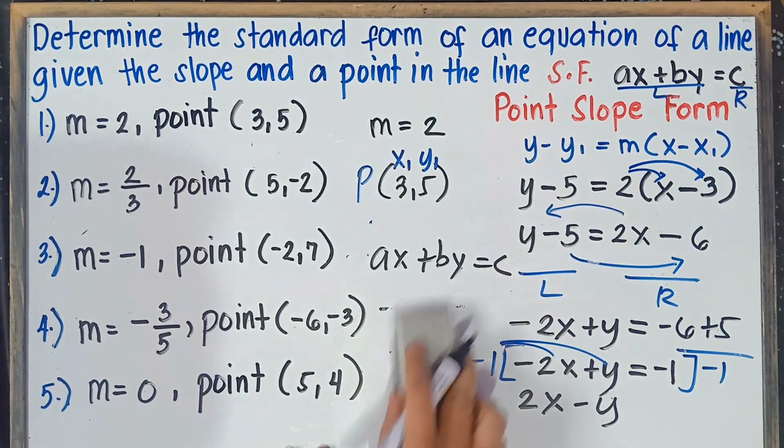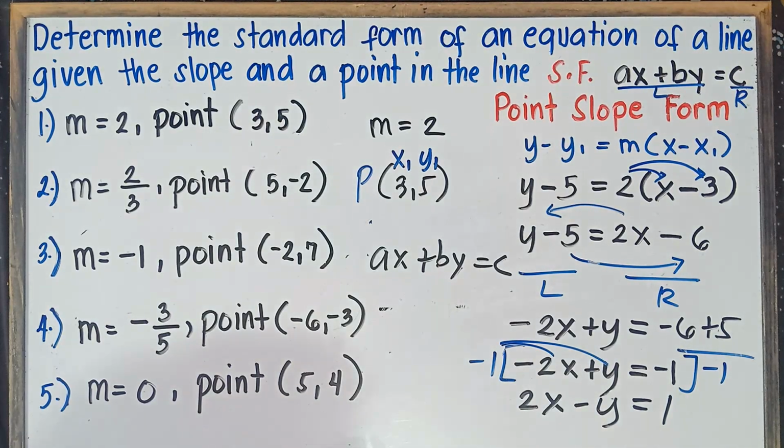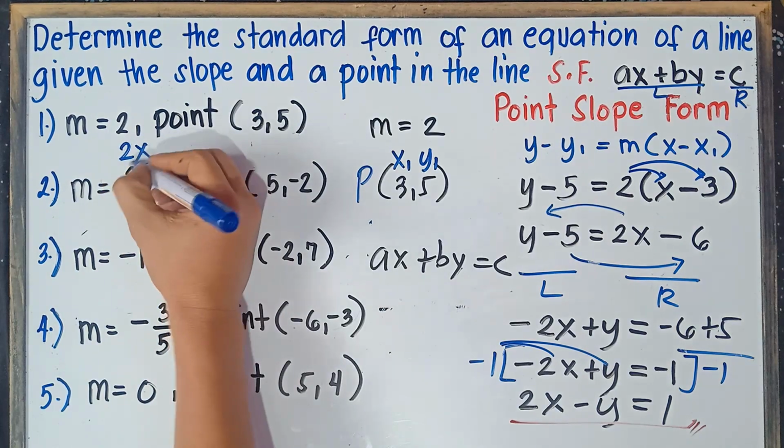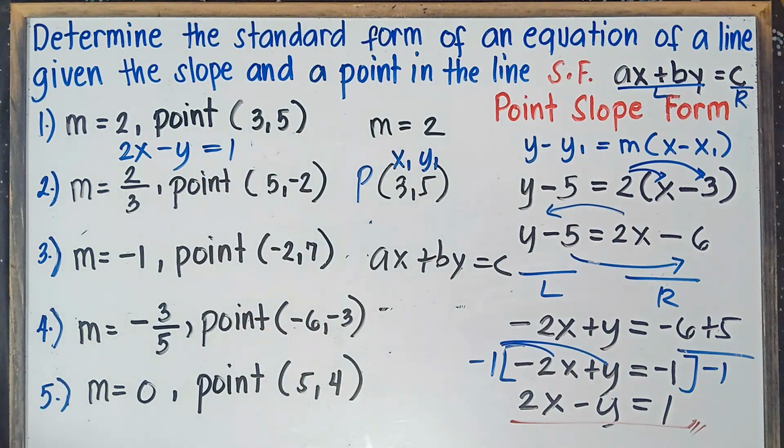Alright, so negative y, copy equals sign, and then negative 1 times negative 1. Negative times negative is positive. 1 times 1 is 1. That's it, class. This will be our final answer. All set. That's the answer, class, with regards to example number 1. So our answer, we have 2x minus y equals 1. That's it, class. All set.